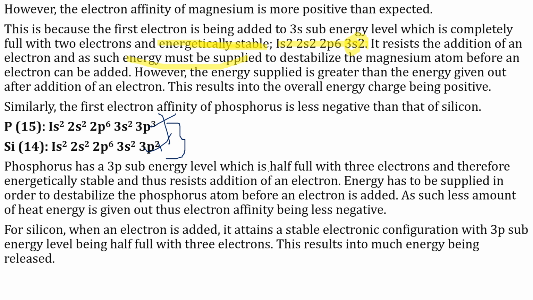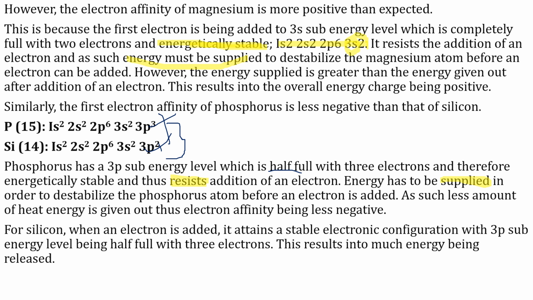And since it's half full of electrons, that means that it is thermodynamically or energetically stable. Thus, addition of an electron will require some resistance. So therefore, to add an electron to such atoms that are energetically stable, we need to supply energy. And once energy is supplied in, the electron affinity, instead of being negative to show that energy is being evolved, will be positive.